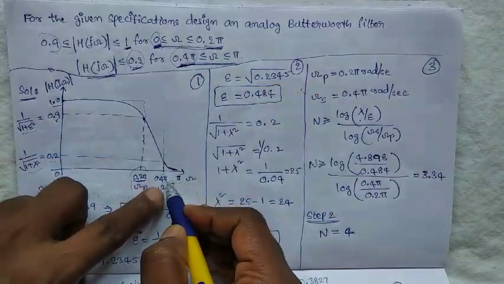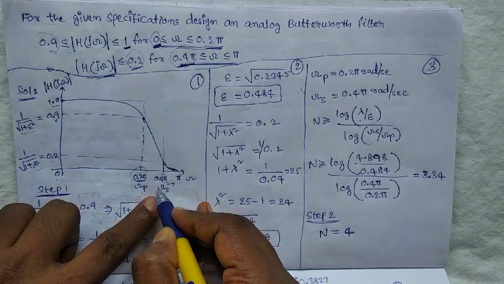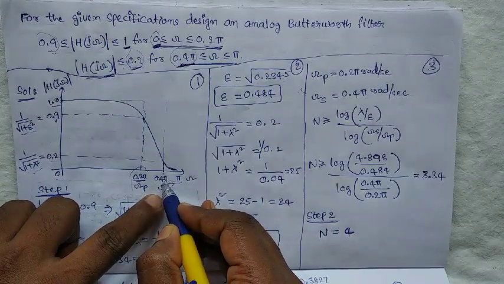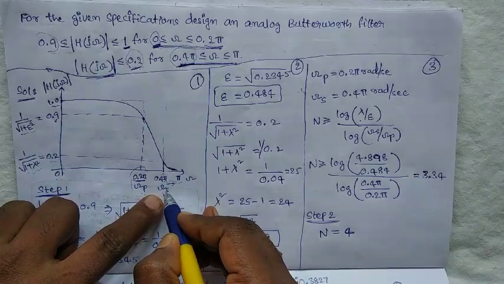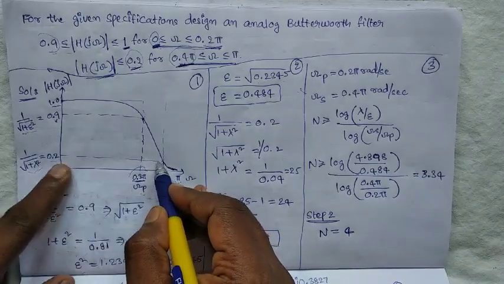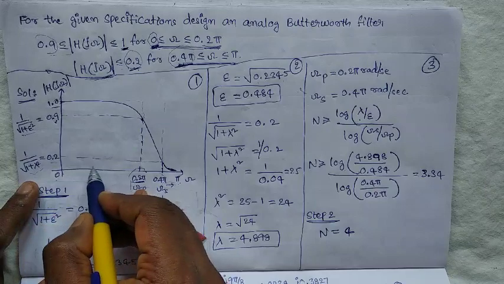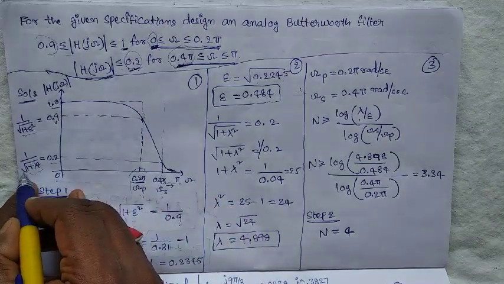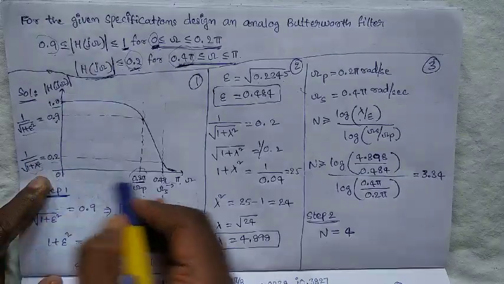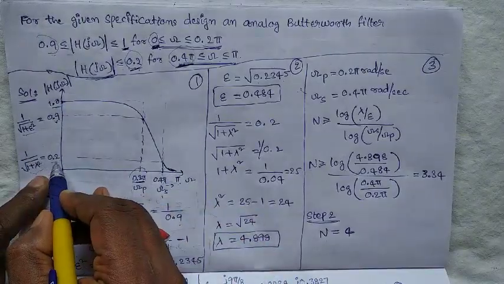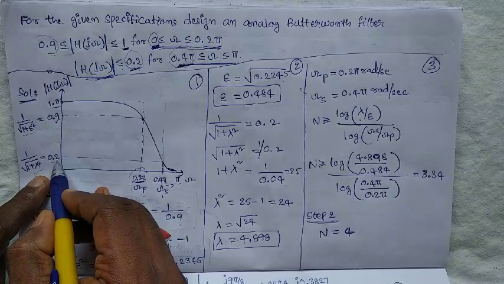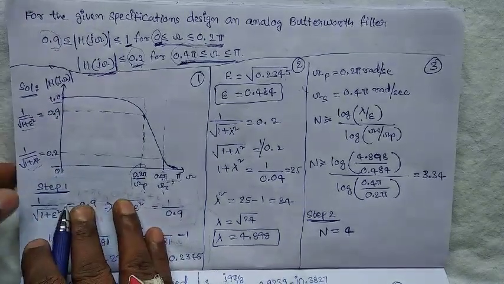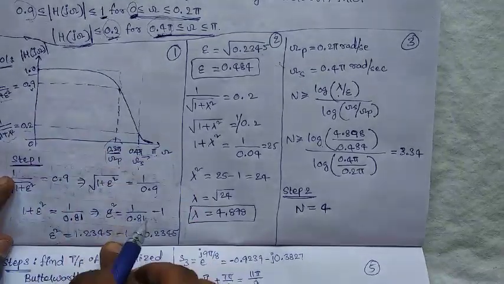This frequency is called the stop band frequency. What is the stop band frequency? 0.4 pi is the stop band frequency. At this frequency, what is the magnitude? From the idea of the Butterworth filter, at this stop band frequency, the magnitude is 1 by square root of 1 plus lambda square, which is equivalent to 0.2. Here in step 1, we are calculating all those parameters.